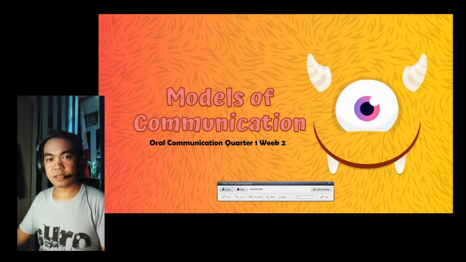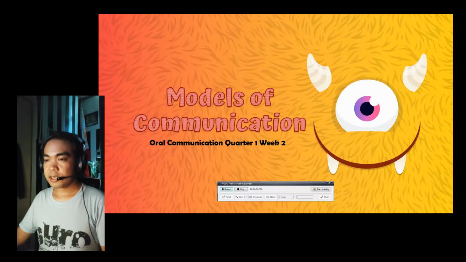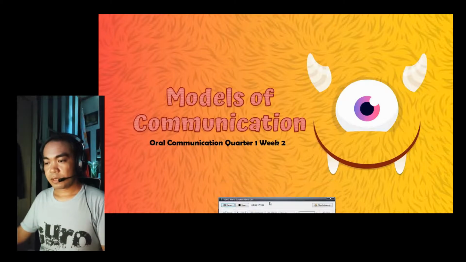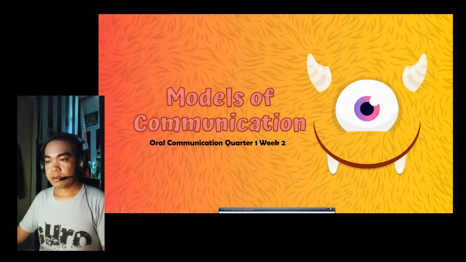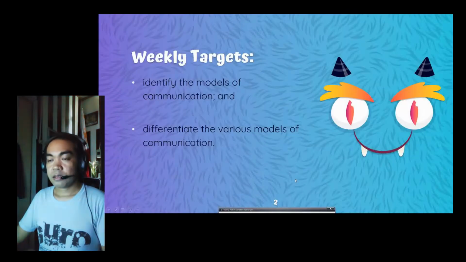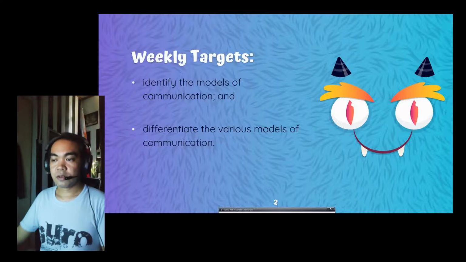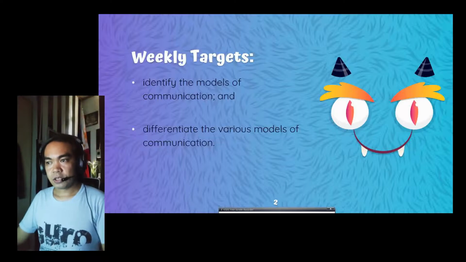So this is our second week for the first quarter of Oral Communication in Context, and this is a run-through of the second module focusing on the models of communication. So targets for this week, ladies and gentlemen, are as follows: to identify the models of communication and to differentiate the various models of communication.